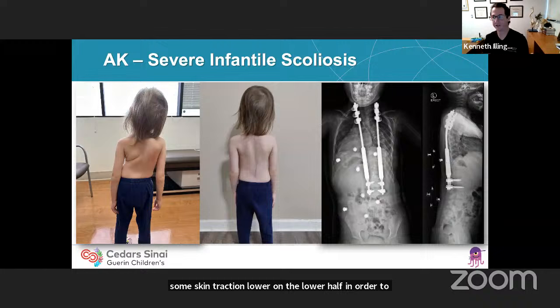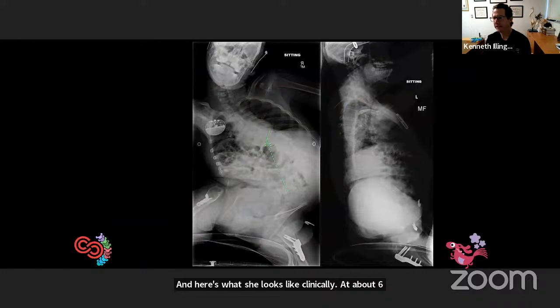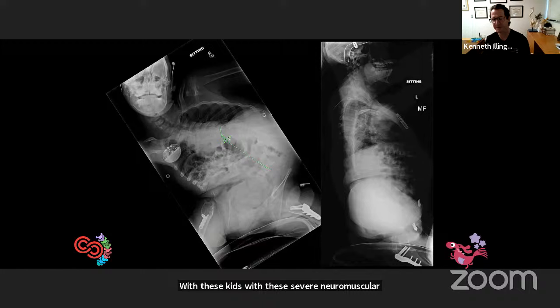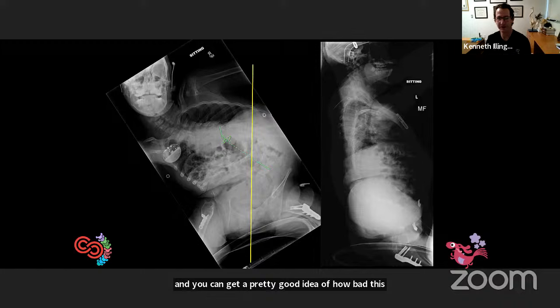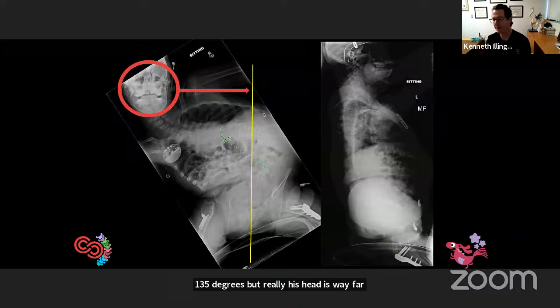So doing quite well. Here's a kid, neuromuscular scoliosis, 18 years of age. With these kids with these severe neuromuscular disorders, sometimes I like to actually level the pelvis and you can get a pretty good idea of how bad this coronal plane deformity is, 135 degrees, but really his head is way far off, right?